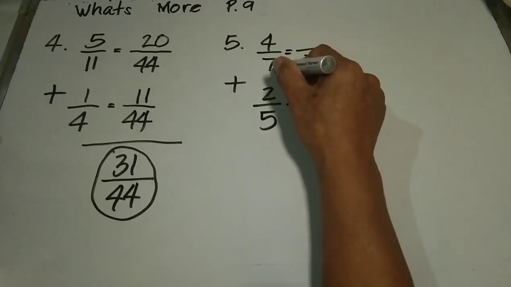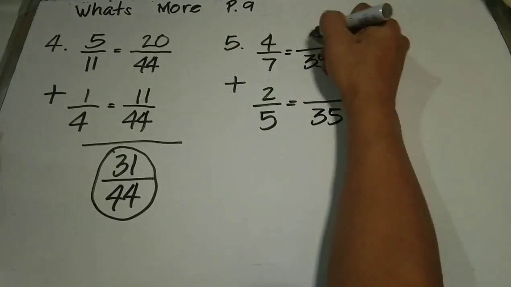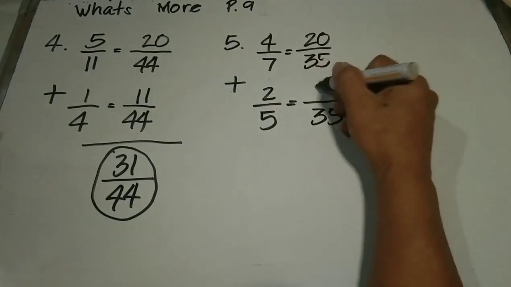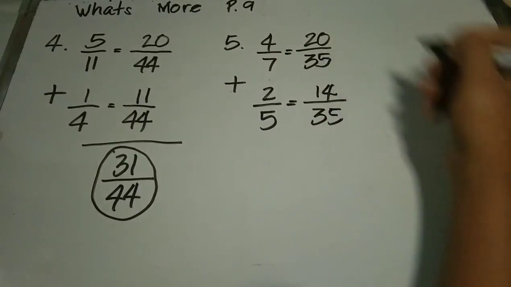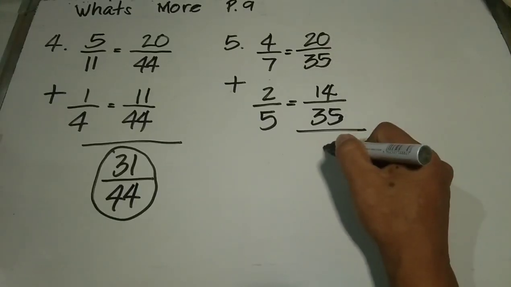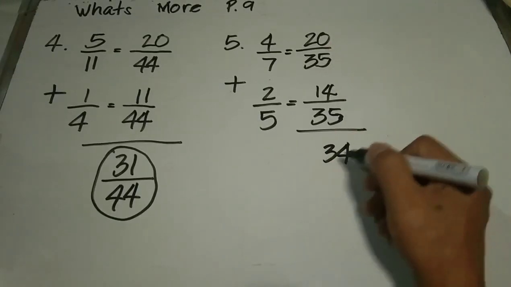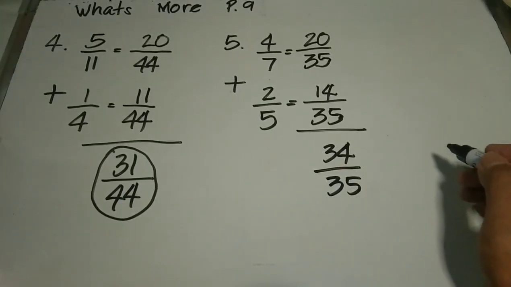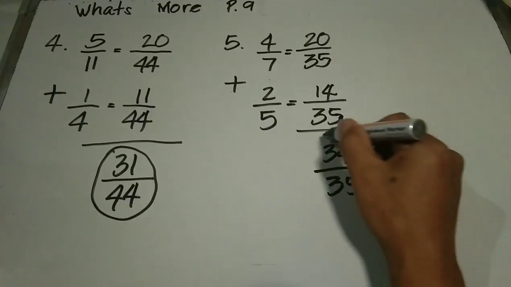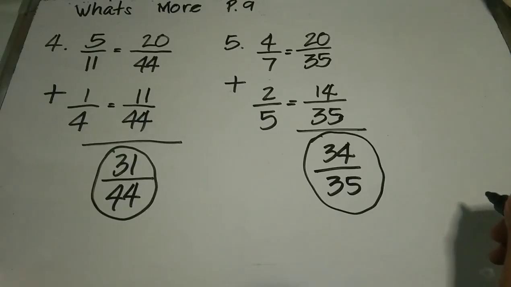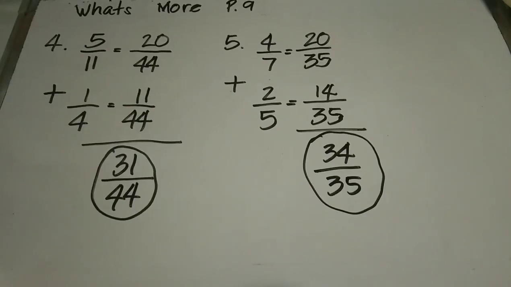35 divided by 7, the opposite is 5. So 5 times 4, we have 20. 35 divided by 5 is 7, times 2, 14. So you add the numerators, 20 plus 14. We have 34 over 35. So the two numbers have no common factor, so this will remain as it is, 34 over 35.